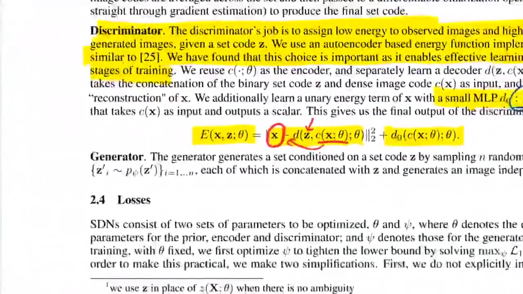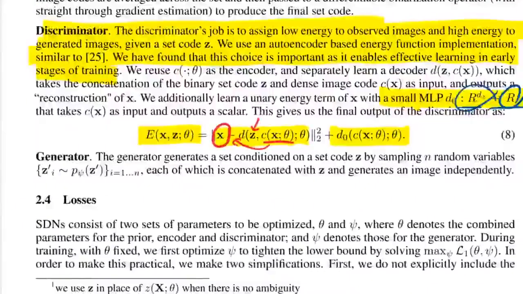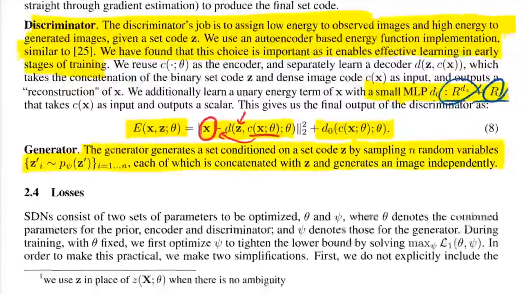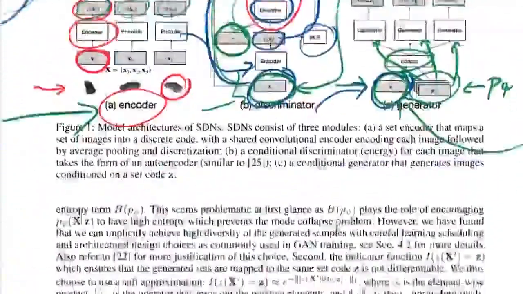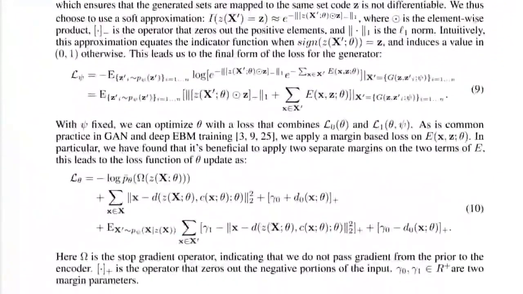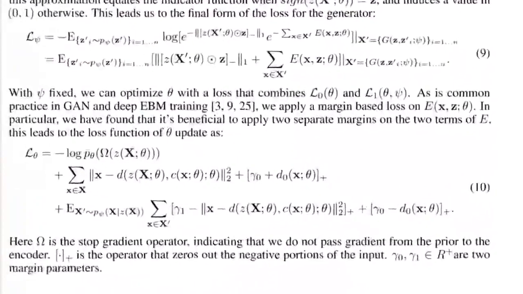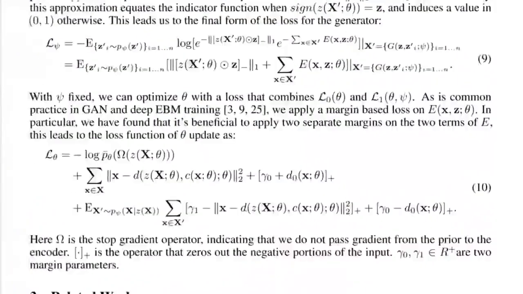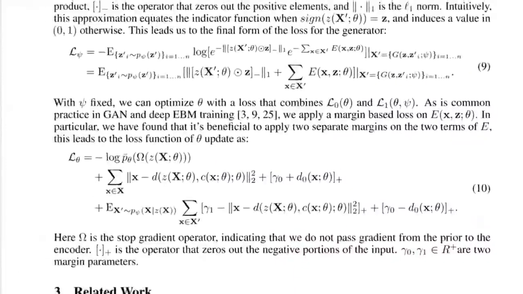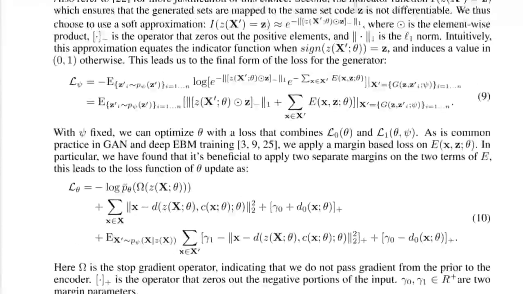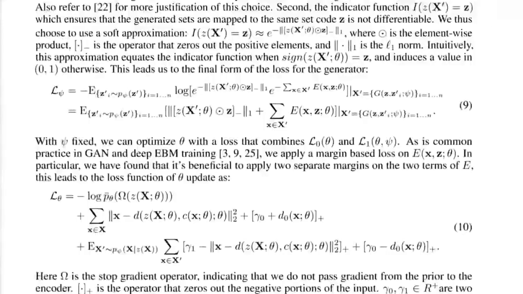vector. The generator generates a set conditioned on a set code by sampling in random variables, each of which is concatenated with Z, and generates an image independently. Cool. The losses, they now introduce some margin losses on the things here, but basically you can just translate what we have on top, where we formulated the negative log likelihood, into the losses right here. They do have some simplifications.